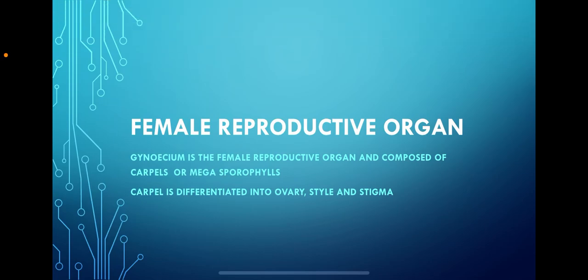Hello to everyone. Today we will discuss the female reproductive organ. Gynoecium is the female reproductive organ and is composed of carpels or megasporophylls. Carpel is differentiated into ovary, style and stigma.